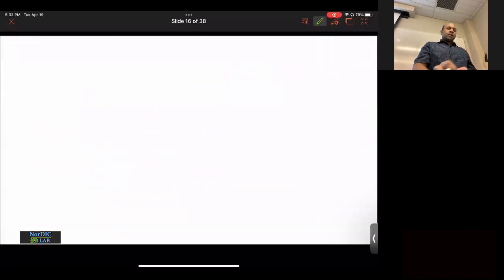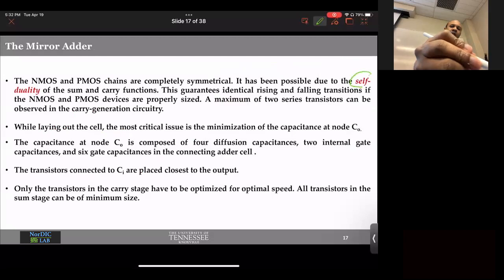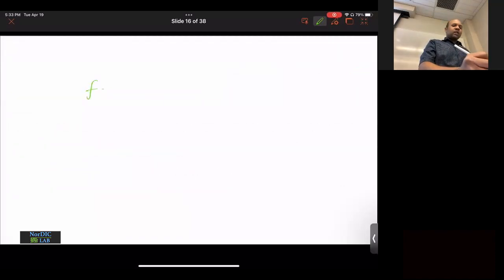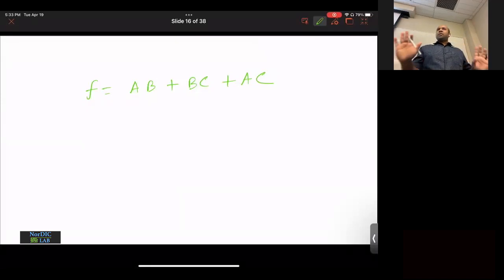I'll show you. They have used something called the self-duality property of sum and carry function. It's kind of like a lucky coincidence. A few functions in Boolean algebra have this property. Let me show you what I mean. Let's think of a function: AB plus BC plus AC. I was going to tell you that this is nothing but your carry function. Remember?